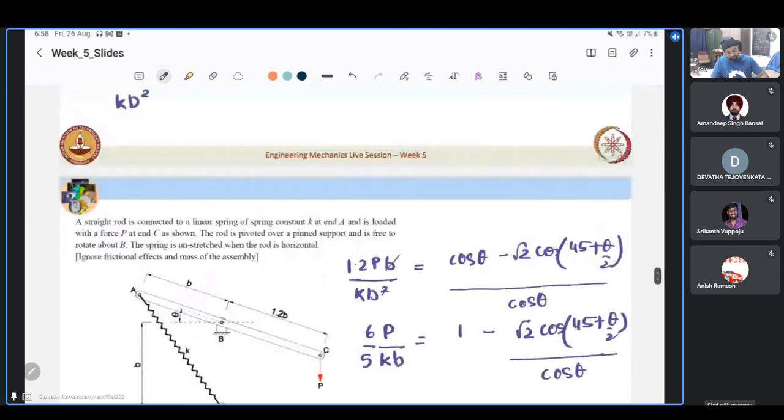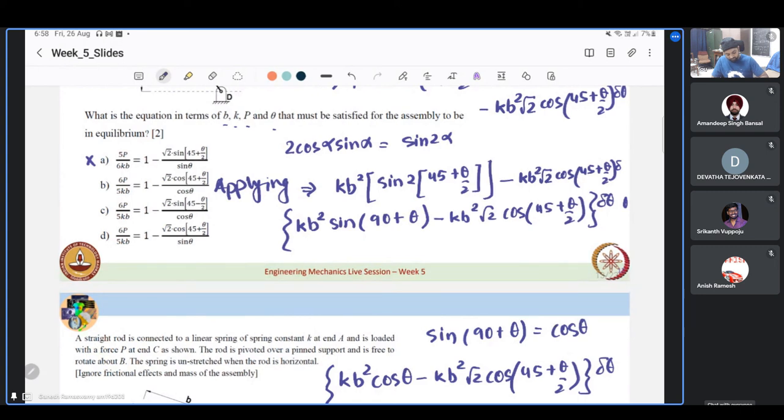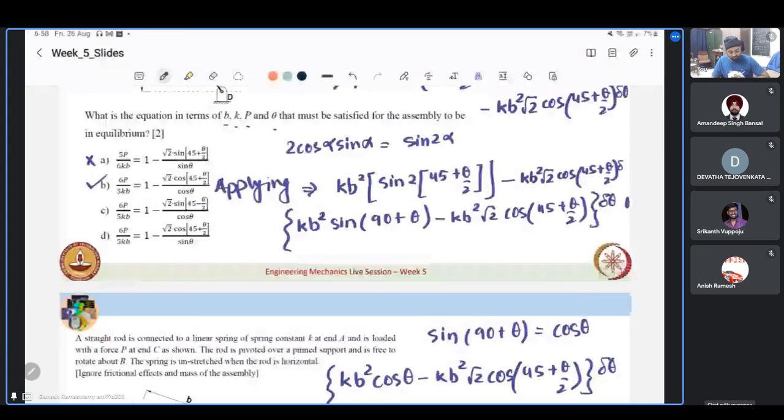So do we have this somewhere in the answer? We see 6 by 5. We know that the ratio is 6 by 5. So this cannot be an answer. That much we are sure. This 1 minus root 2. Yes. So we have this as one answer.